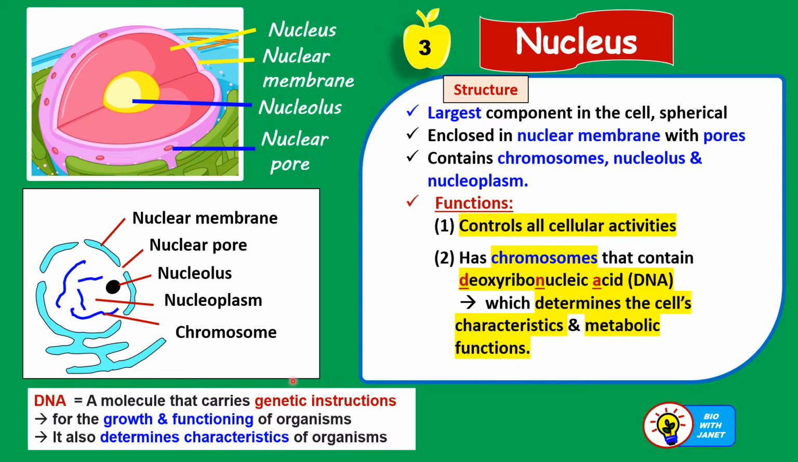How does it do it? Because DNA is actually the molecule that carries genetic instructions, or the genes, that tells the cell what to do. And it is involved in giving the instructions for growth and functioning of living organisms. We'll be studying more of this important molecule later on. Not to worry. Just remember that the chromosomes contain deoxyribonucleic acid, and that this DNA contains genes or genetic information or genetic instructions, which determine the cell's characteristics, even the organism's characteristics, and also the metabolic functions in the cell.